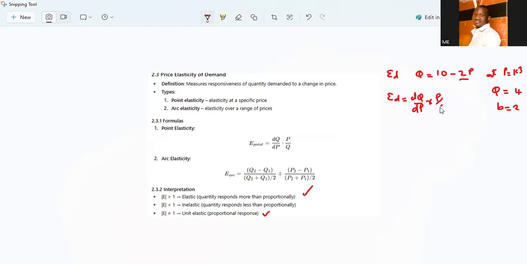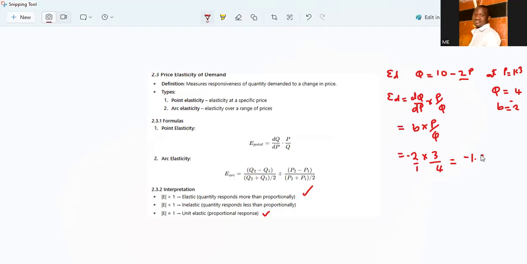So if you haven't learned calculus, the derivative of Q with respect to P is simply the gradient here. Our gradient here is what? Our B. So B times price over quantity. So this is what we call the point elasticity of demand. So our B is what? Negative 2. Then our price is 3, and our quantity is 4. So 2 times 3 is 6. 1 times 4 is 4. So 6 over 4 is negative 1.5.